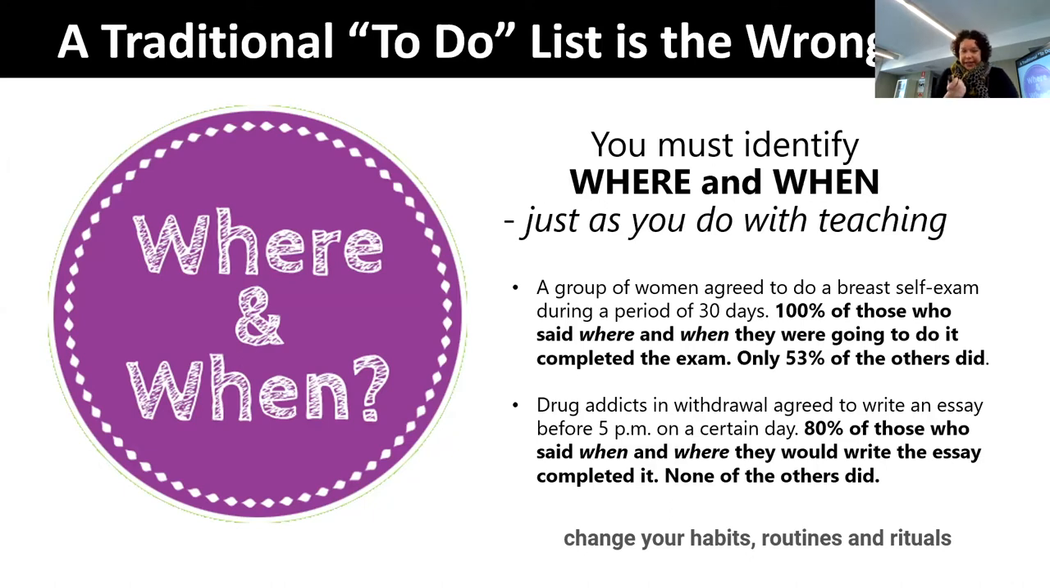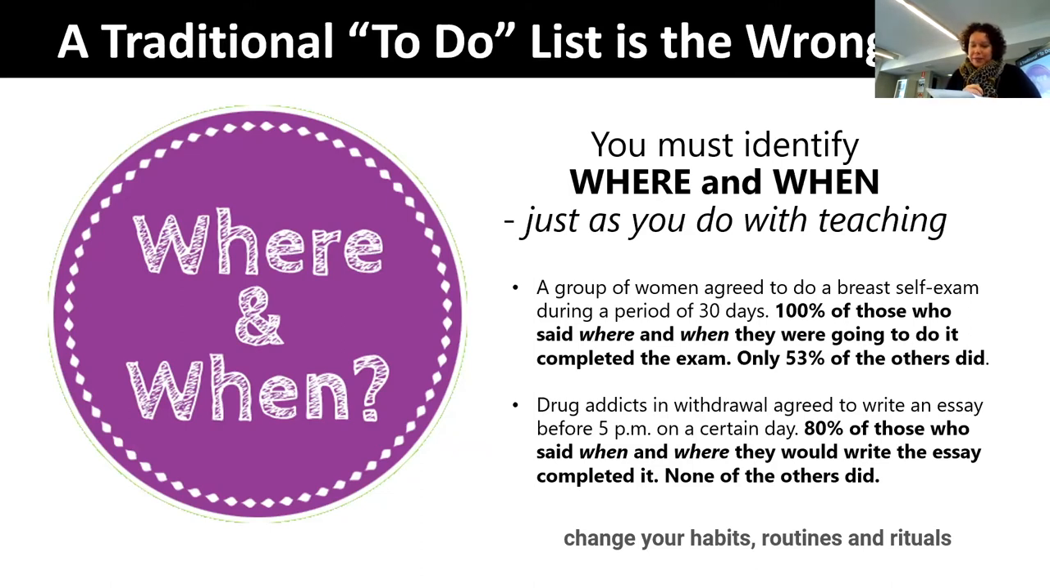We need to be really intentional about where and when we're going to do our research, okay? So there's two examples here about that. I want you to think about, okay, what does my semester two look like? I know I've got my teaching on these days. When and where am I going to do my research? And I want you to write that down on your page. Because if you commit to where and when, you're much more likely to do it.